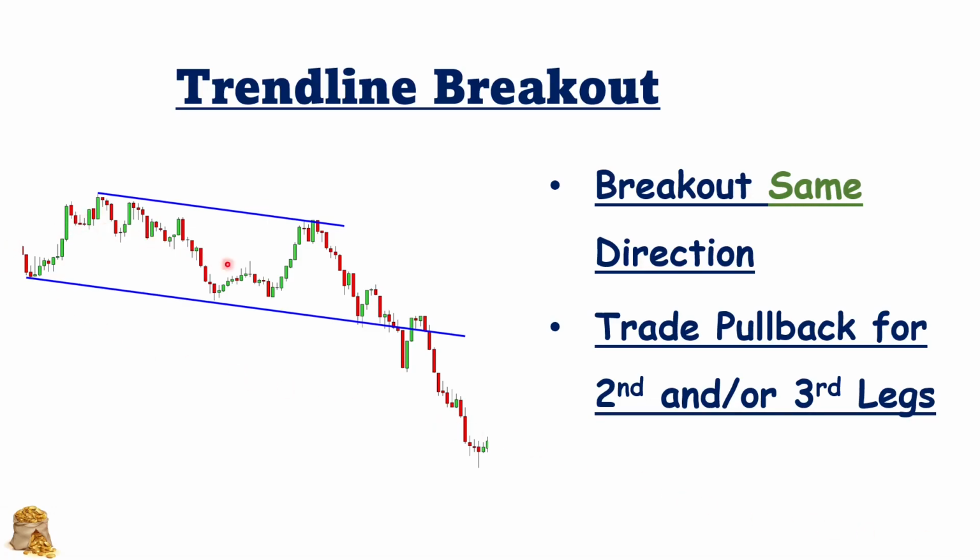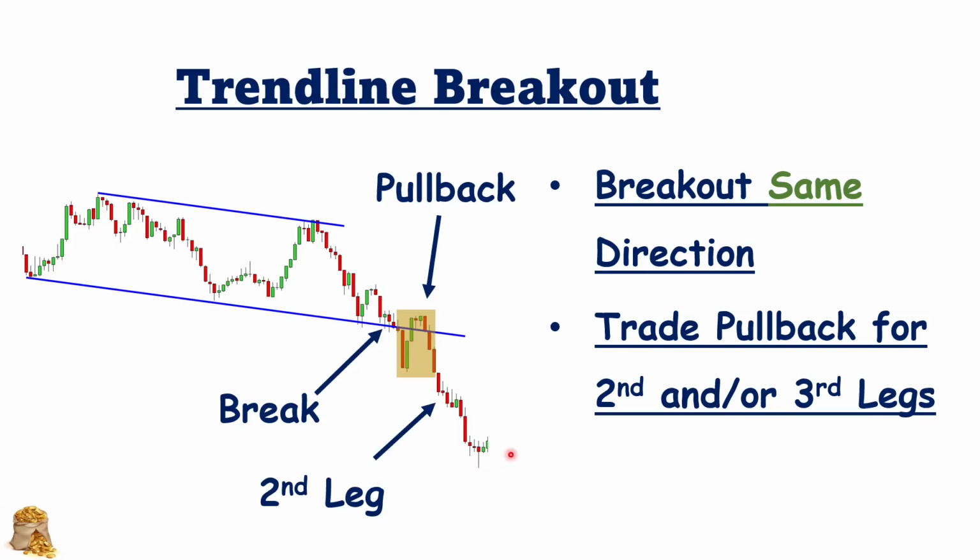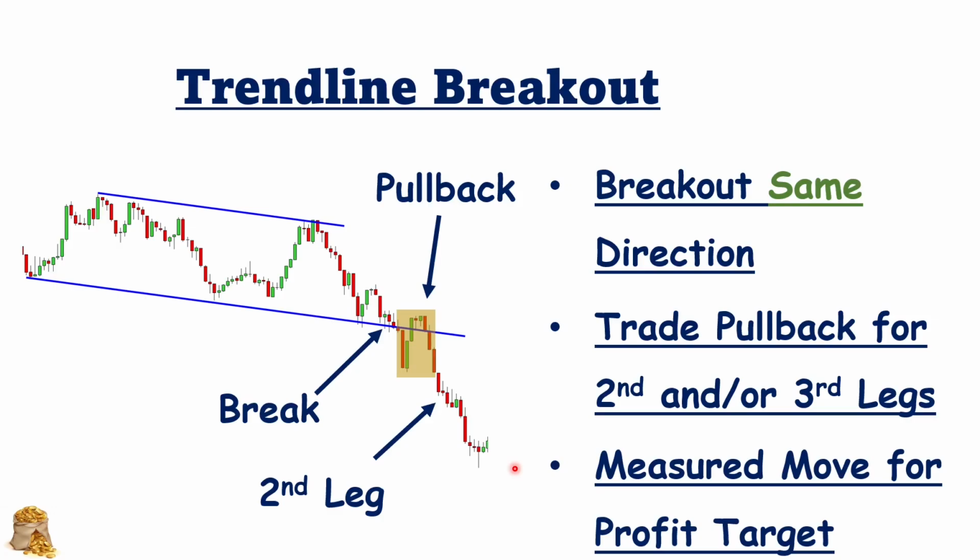example. Here's a downtrend. However, the market breaks the bottom trend line. After it pulls back, it goes down for the second leg or possibly the third leg. The same thing for the profit target. We can use the measure move for the profit target.